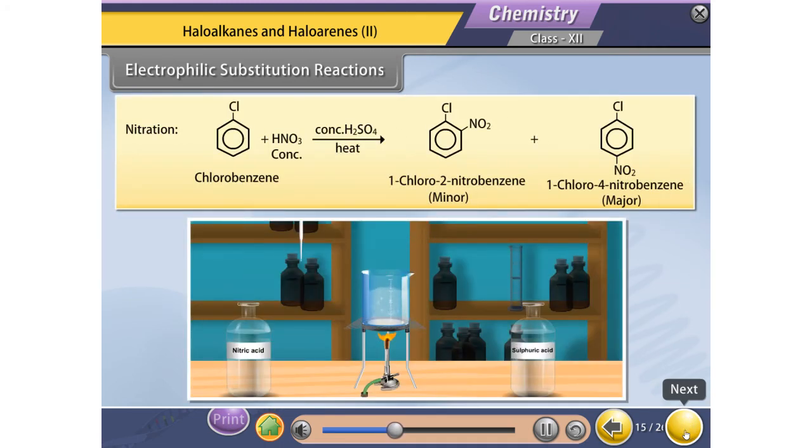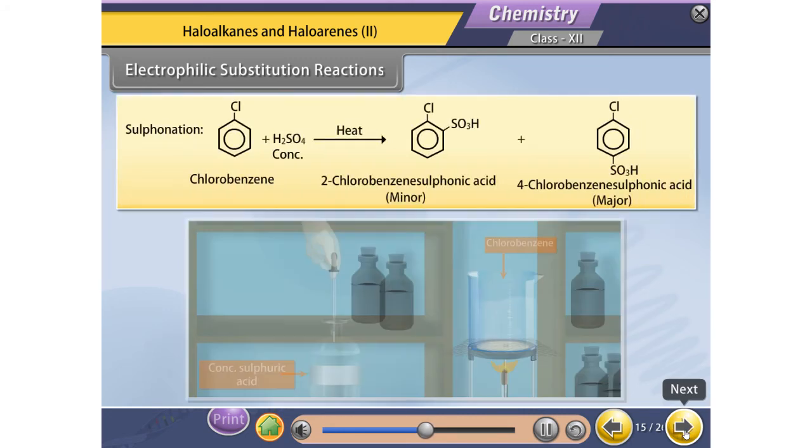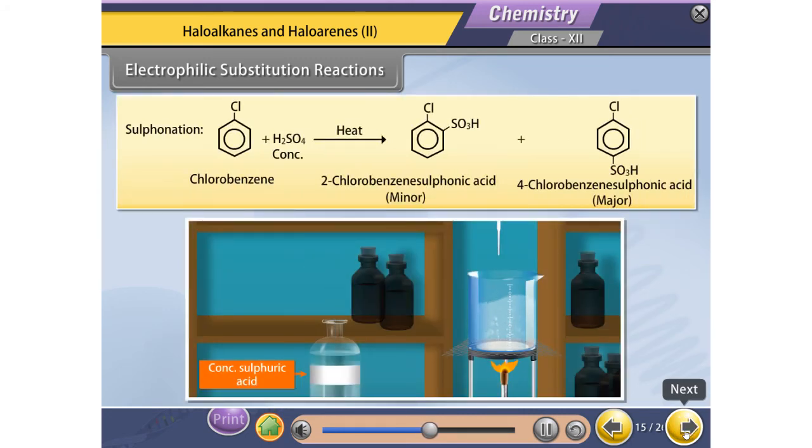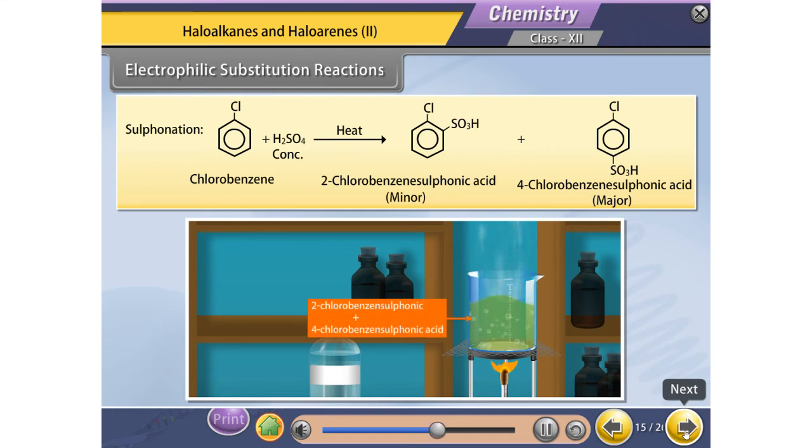Nitration. When chlorobenzene solution is mixed with nitric acid and then we add concentrated sulfuric acid, which reacts to give 1-chloro-2-nitrobenzene, which is a minor product, and 1-chloro-4-nitrobenzene, which is a major product. Sulfonation. When chlorobenzene solution is mixed with concentrated sulfuric acid, it reacts to give 2-chlorobenzene sulfonic acid, which is a minor product, and 4-chlorobenzene sulfonic acid, which is a major product.